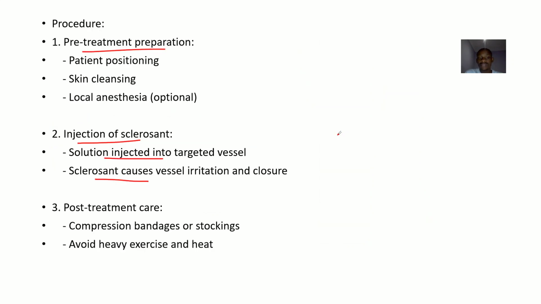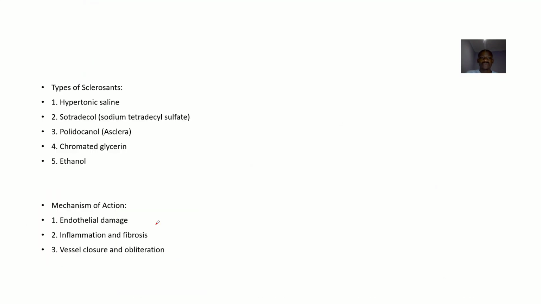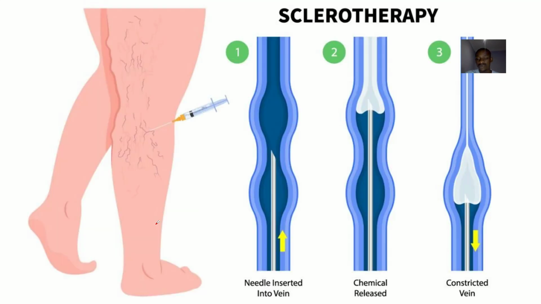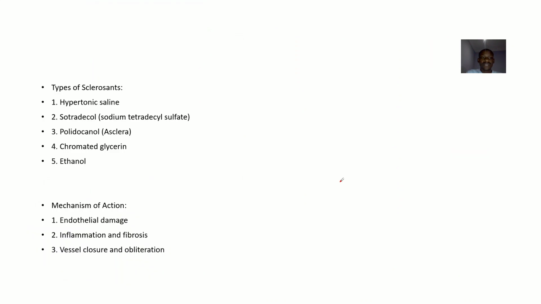Then after the treatment, there's post-treatment care, where you're advising the patient to be wearing compression bandages or stockings, and should avoid heavy exercise or heat. All right, so what are the types of sclerosants that can be used? This sclerosant is injected into the vein just to constrict the vein back. Examples include hypertonic saline, sodium tetradecyl, polidocanol, chromated glycerin, okay, ethanol too.